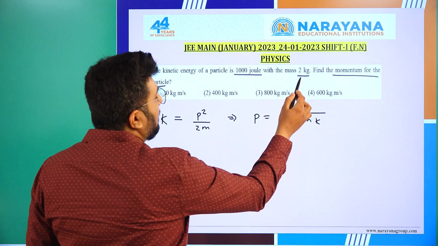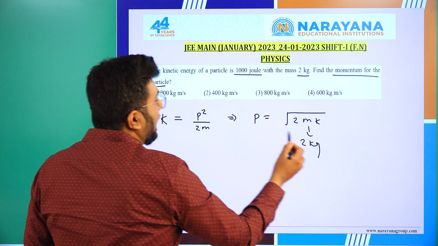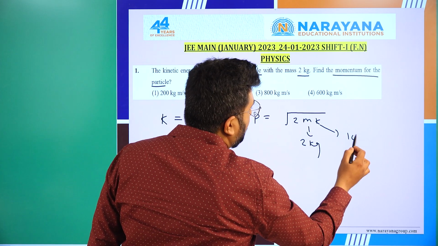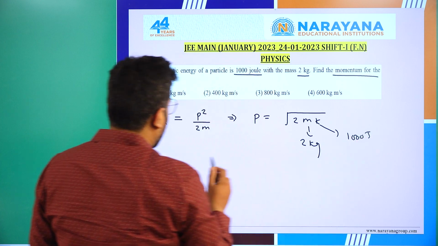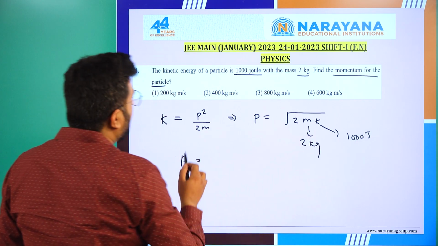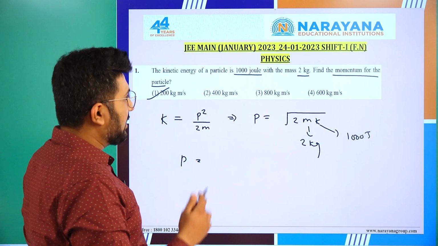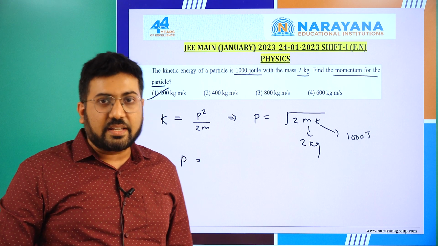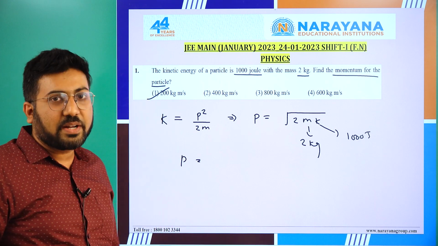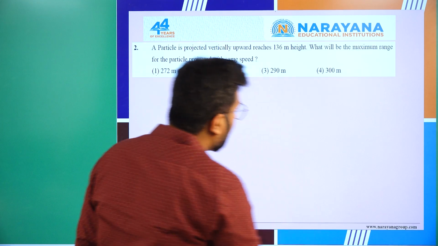Now they have given you the mass 2 kg. They have given you the kinetic energy which is 1000 joules. So what will be the momentum in that case? So when I put the values, finally I'll get the momentum for the particle is 200 kg meter per second. Let's go to the next question then.